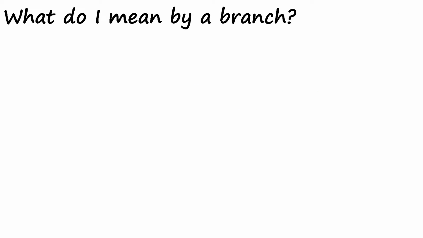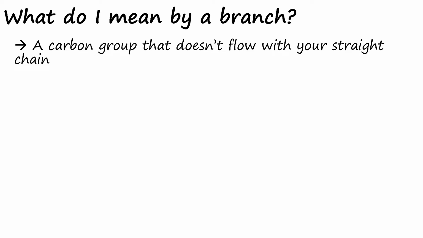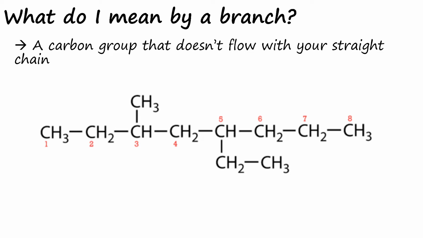So a branch or substituent in organic chemistry is simply a carbon group that doesn't flow with your straight chain. For example, here we have the straight chain, which is the longest continuous carbon chain that you can trace without lifting your highlighter. And here we have the two carbon group branching out from it. We call these branched groups substituents or simply branches.